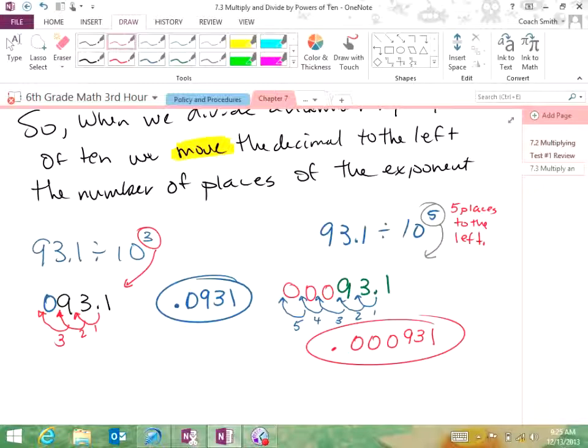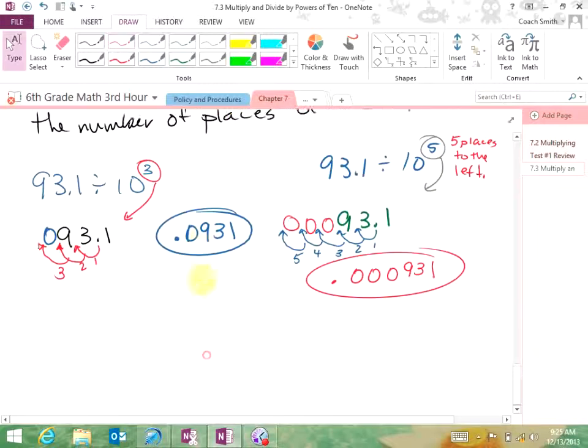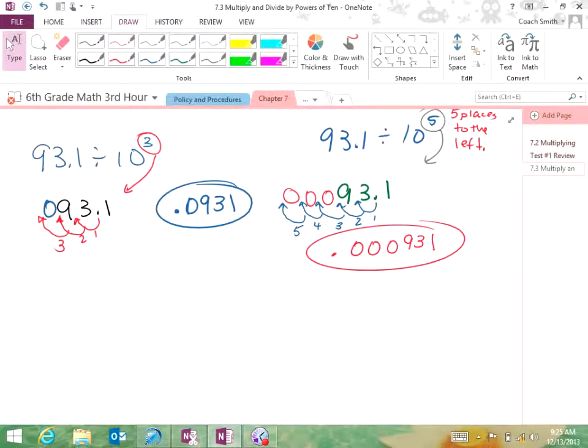So, your homework is 7.3, going 3 through 8, through 41.